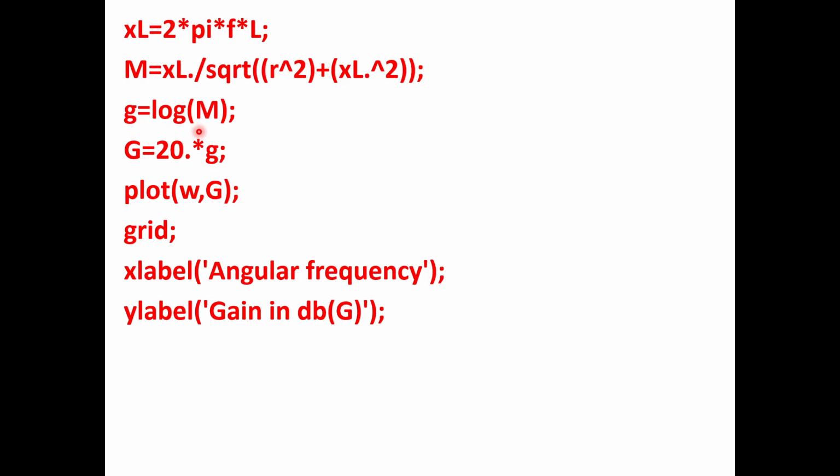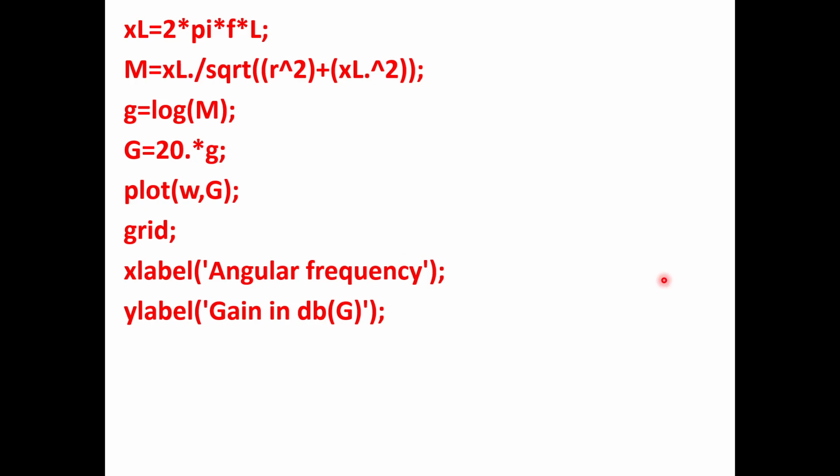So gain is log m, and gain in decibels. Here I have not written it, but capital G is the gain in decibels. That is equal to 20 dot into G. Okay, 20 dot into G, that is our gain in decibels. Now plot omega and gain in decibels. Omega is the angular frequency, G is the gain in decibels, and grid semicolon, X label angular frequency and Y label gain in decibels G.